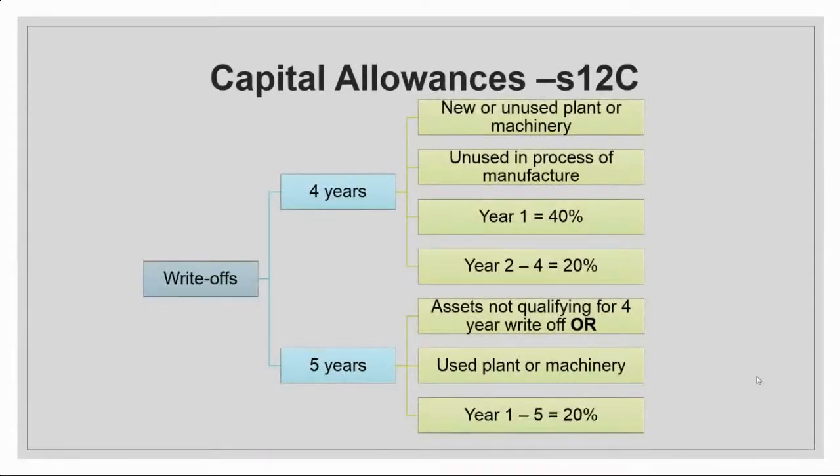Now, as you can see on your screen, when we do the write-off, if it's new and unused, it is 40% in year 1, and then year 2 to 4 is 20%. If the asset does not qualify as plant or machinery, so it's any other type of asset, or it is a used asset, then we will write it off over the 5-year period at 20%.